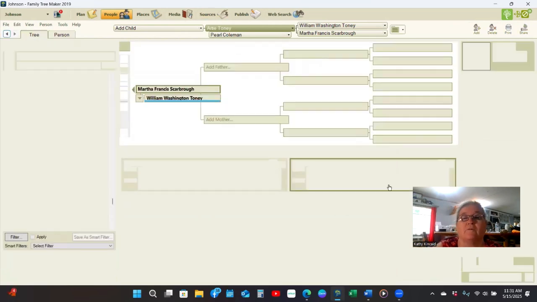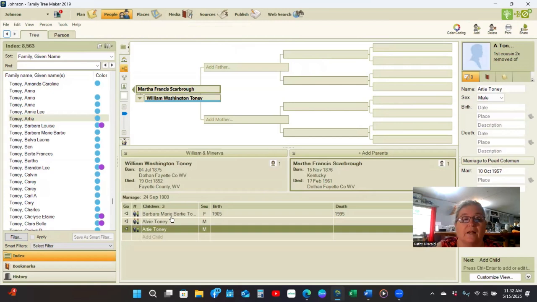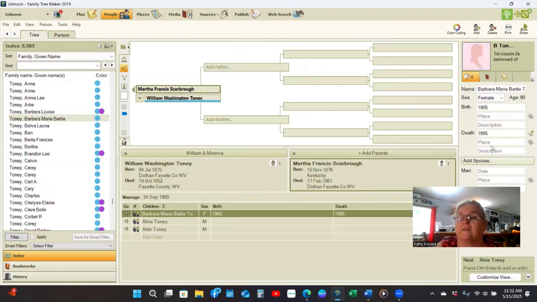This thing does that to me every once in a while. It's not the program, guys. It's not the program. It is the computer that I got. It doesn't play well with me.